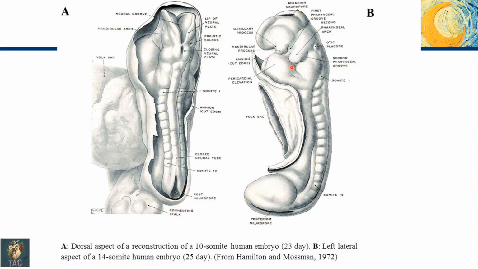In this diagram you can see the pharyngeal arches are present. This is the mandibular prominence, the maxillary prominence. Here you can see the anterior neuropore is present. Here you can see this is somite one, and we can count the somites from here to this area, and this is the stage of 14 to 15 somites, when both the neuropores are still open.